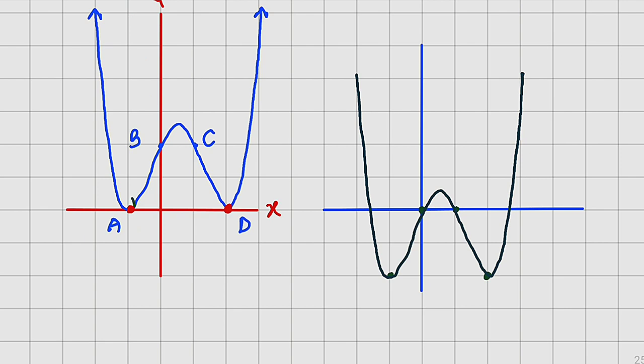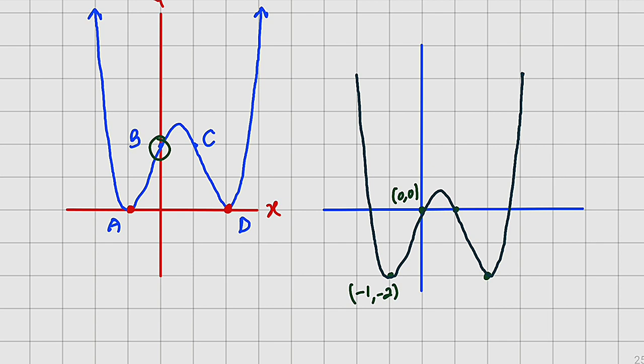So if this point is negative 1, 0, it will now be negative 1, what? Negative 2. This is the point. And if this point was 0, 2, it is now going to be what? 0, 0. This is 0, 0. So all the points have been shifted.